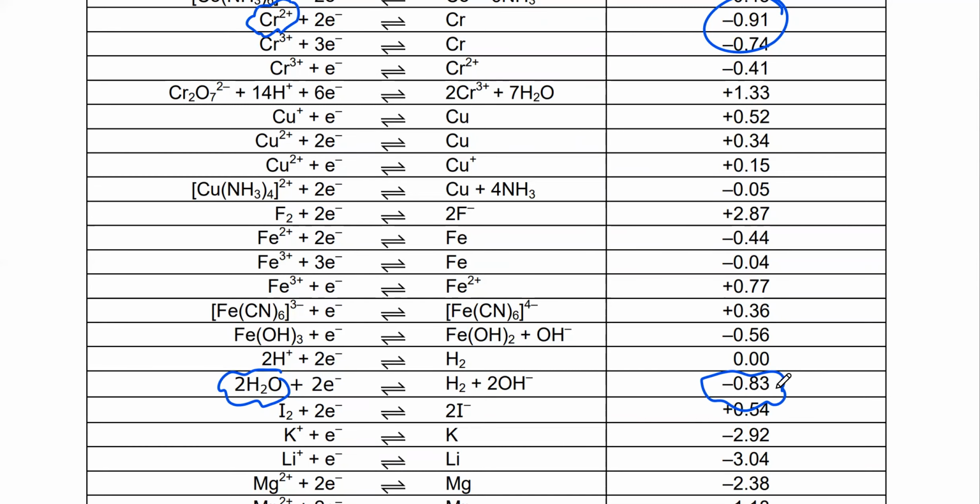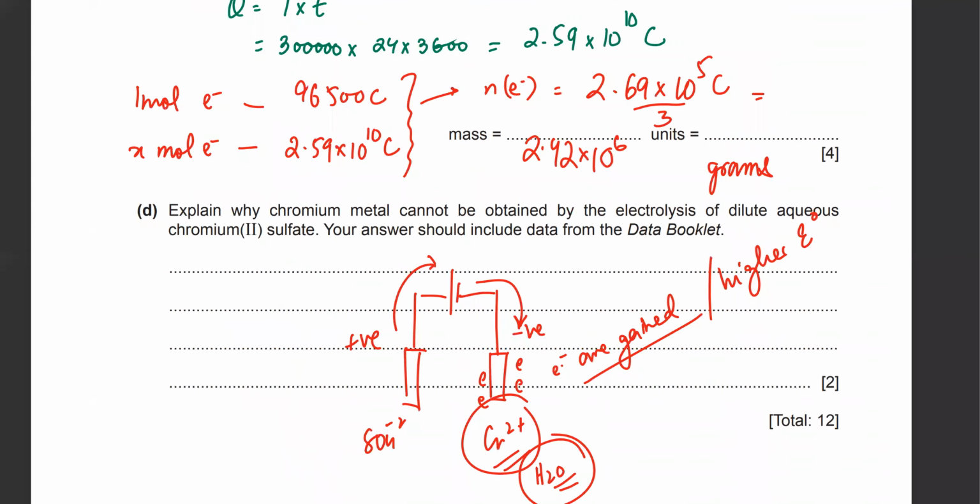So this is exactly what you're going to write over here: that water is the one that really likes to gain electrons, and it's more positive. It has a higher potential, so it likes to gain electrons. Is this clear? Yes. So remember, the higher potential is the one that likes to gain electrons.